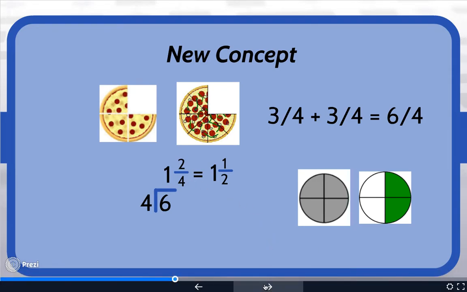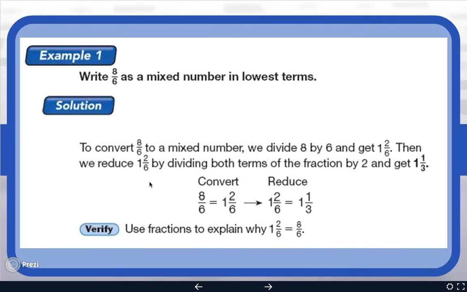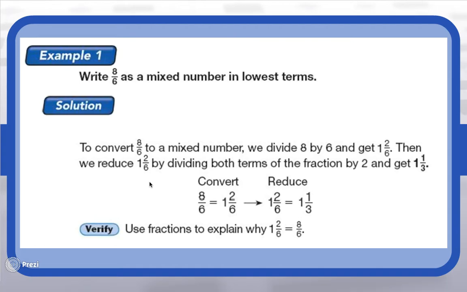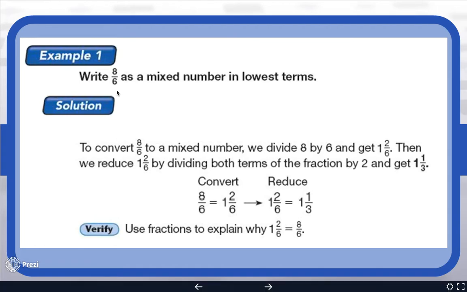Oops. All right. Here's your example number 1. We're going to write 8/6 as a mixed number in its lowest term. So basically, you do like what I just showed you. You're going to do 8 divided by 6, okay? And you get 1 and 2/6.